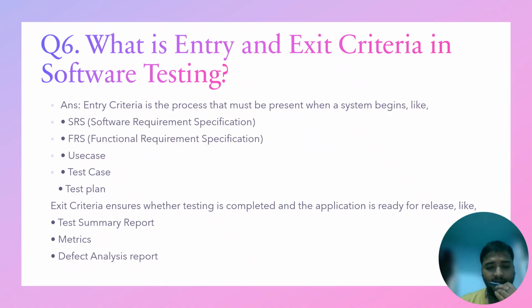What are entry and exit criteria in software testing? Entry criteria are the items that must be present when a system begins, like SRS (software requirement specification) and FRS (functional requirement specification), use cases, test plan. Exit criteria ensure whether testing is completed and the application is ready for release, like a test summary report, metrics, defect analysis reports.